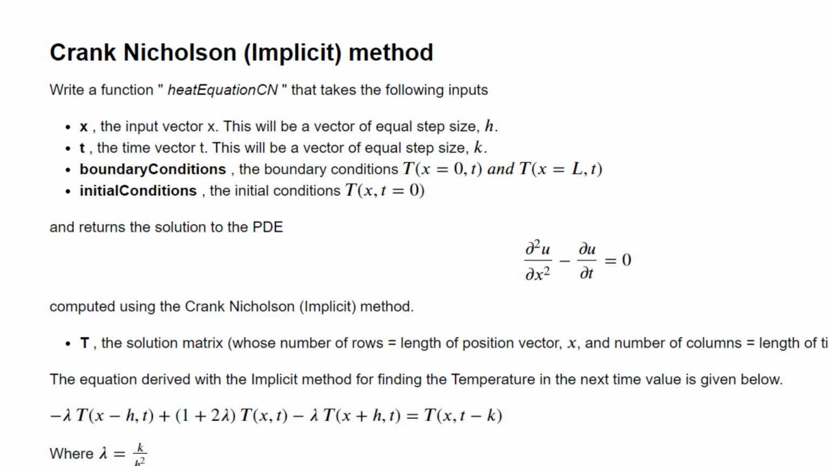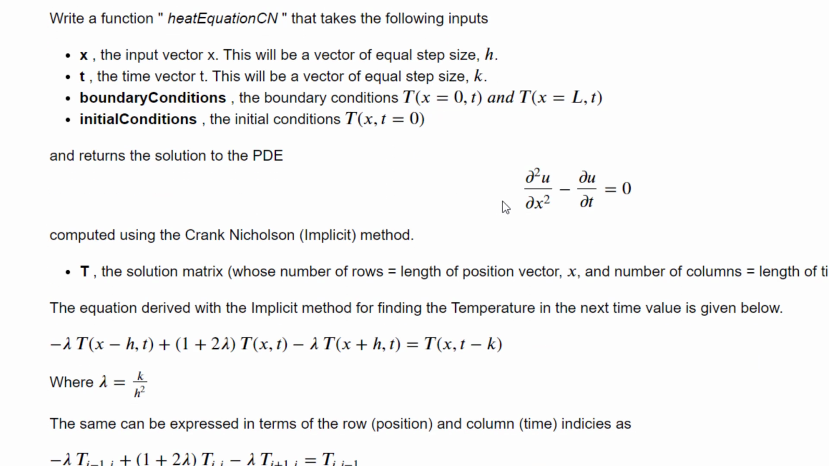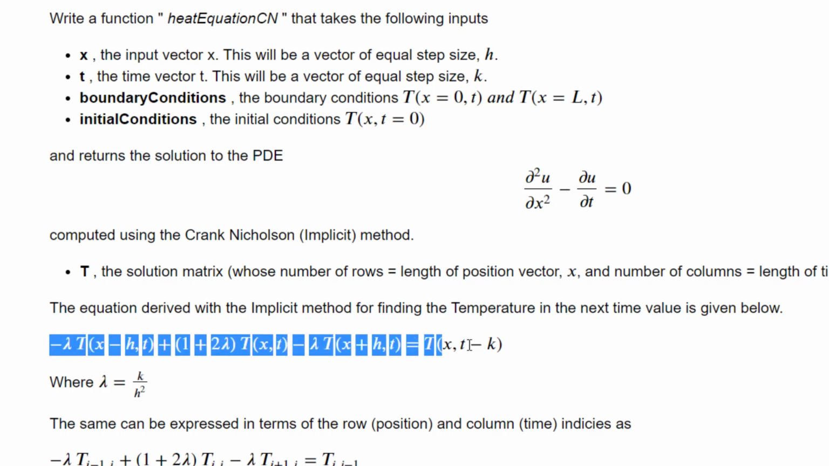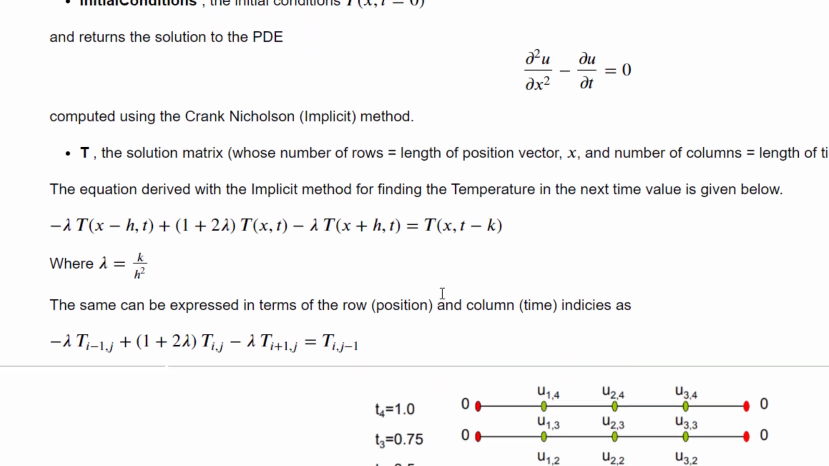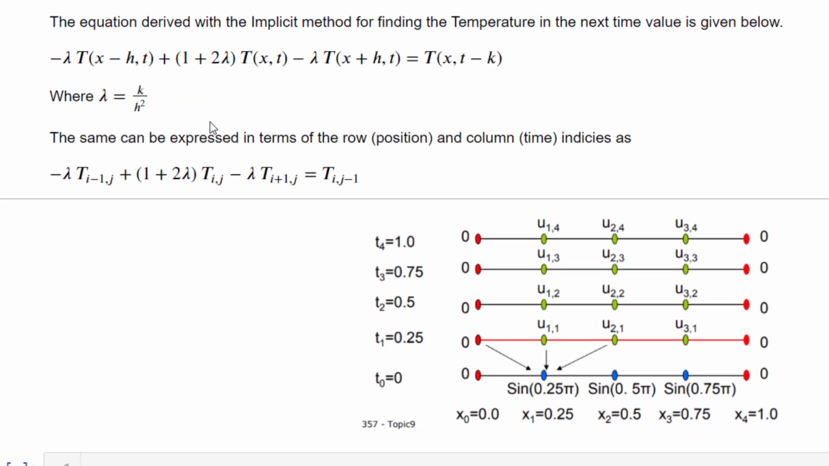In this video, we will go over how to solve the heat equation, this partial differential equation, using Crank-Nicolson, which is an implicit method. Again, I won't go over the details of the derivation, but using finite difference formulas, you can derive this particular equation. This particular equation is formed by using these 4 points.